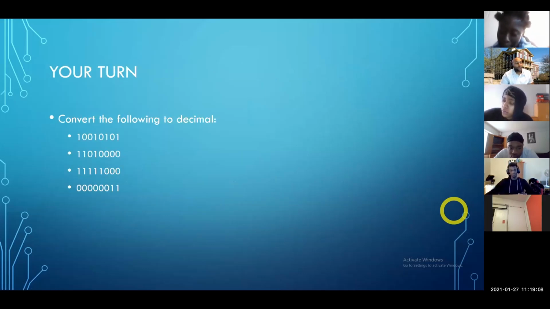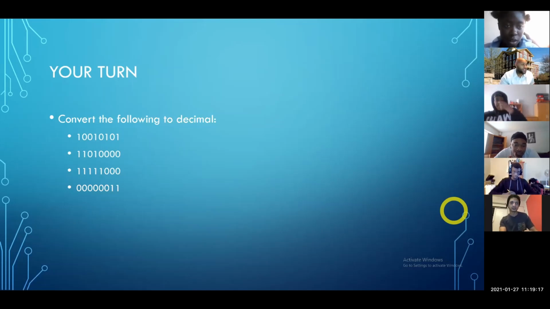So now y'all try. And I know I'm not dumb. There are conversion calculators out there on the internet. You could just type it in, call it a day, but why not practice? See if you can do it. I'll give you until 11:25.